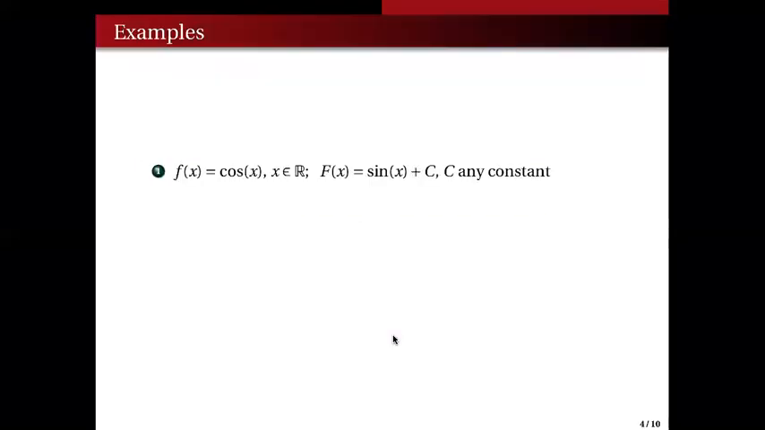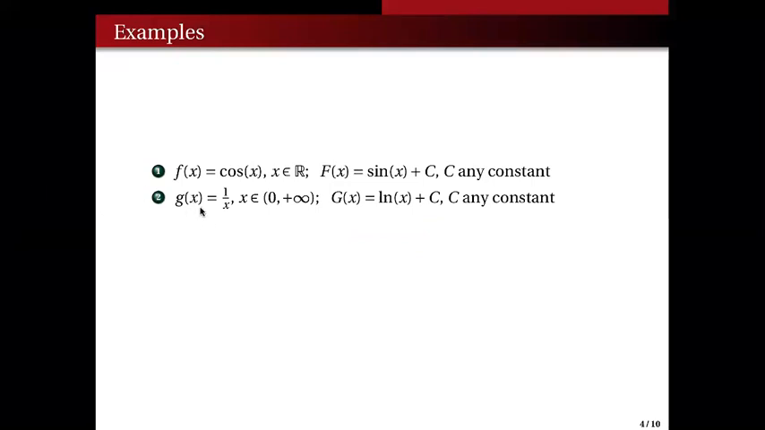For example, f of x equals cosine of x, where x is any real number. Then this capital F of x, which is equal to sine x plus c, is the general antiderivative of small f. And again, the proof is simply you get the derivative of capital F of x. So you're just getting the derivative of sine x plus c. The derivative of sine x is cosine x, and the derivative of a constant is just 0. And this is your small f of x. So this is the general antiderivative of cosine x.